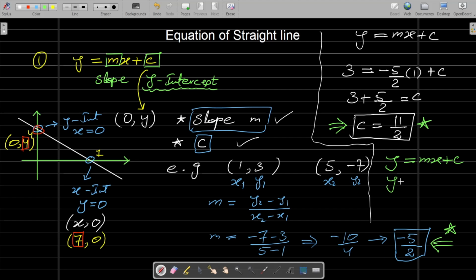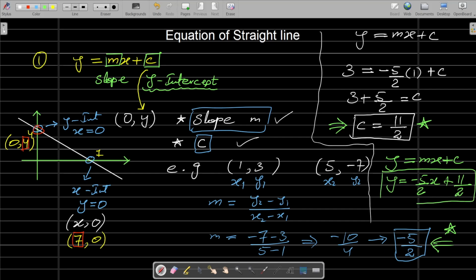So y will remain as it is. y equal to, the value of m is negative 5 by 2. The value of x, we don't have to put the value of x because this is the equation. We are finding the equation, so we won't put any value of x. We'll just put x the way it is, plus the value of c is 11 by 2. So this is my final desired equation.